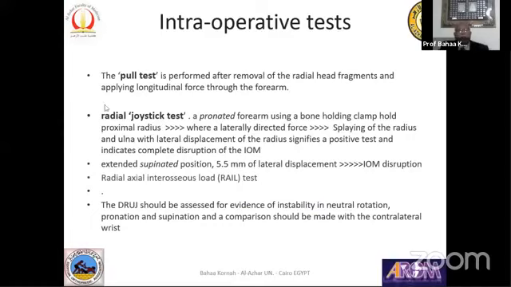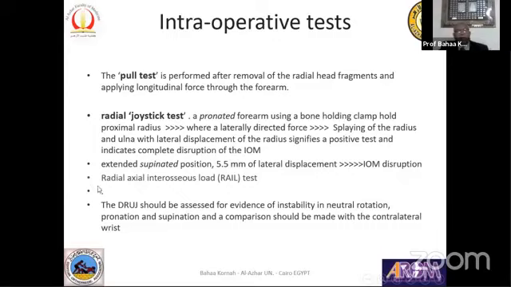What is the radial joystick test? This is a test in the pronated forearm using a towel clip in the lateral direction, splaying of the radius and the ulna, with lateral displacement of the radius, a significant positive test. What about the other tests? In extension and supination position, there is about 5 millimeters of lateral displacement of the radius. It indicates interosseous membrane disruption.